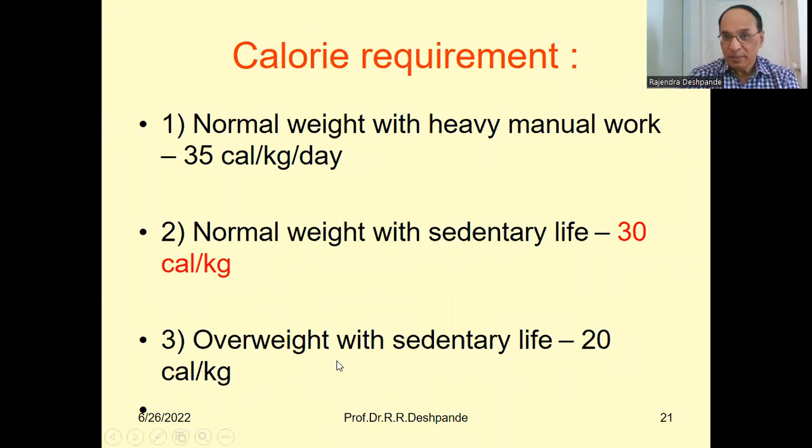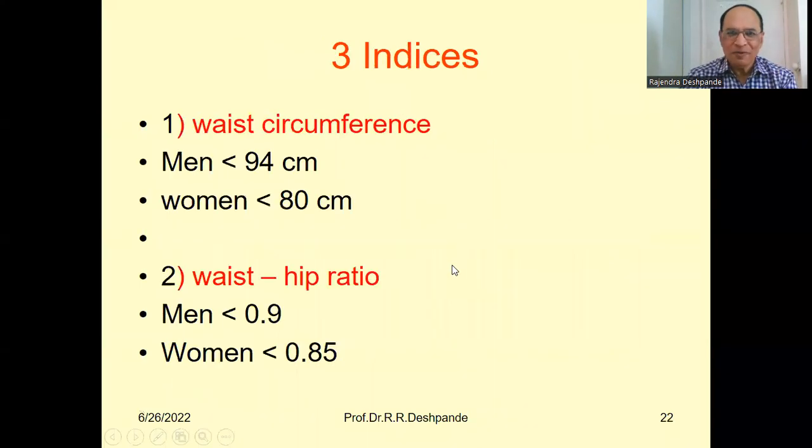Overweight, the patient is already overweight, an obese person, and he just has to sit all the time, a sedentary lifestyle. Then very few calories, 20 calories per kg should be consumed. 3 indices to control your weight, to control your obesity. First, waist circumference. Waist, you have to measure it with a measuring tape.